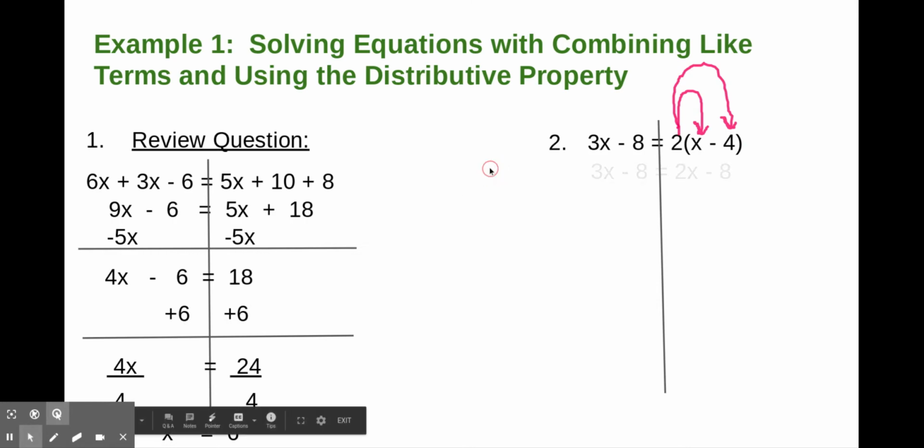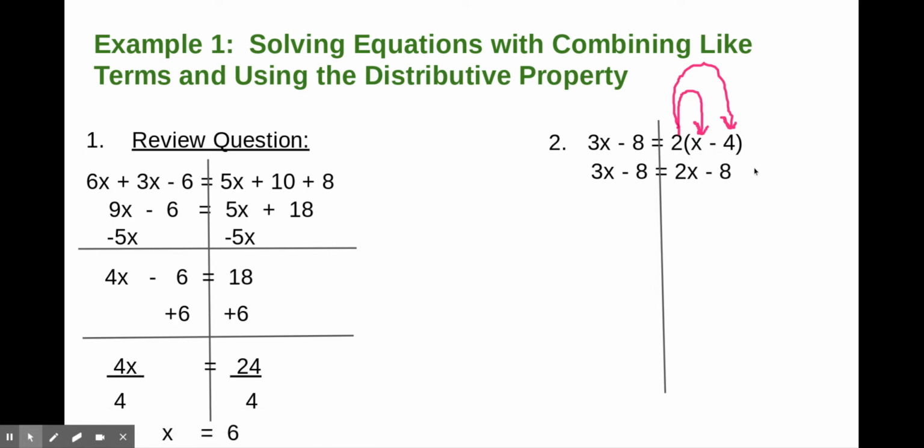Okay. And when you do that, 2 times x is 2x and 2 times negative 4 is a -8. You have to make sure you use that subtraction sign with that as a negative. So 2 times -4 is a -8. And I didn't do anything on my left side because there's nothing here to do. So I just brought down the 3x and I just brought down the -8.